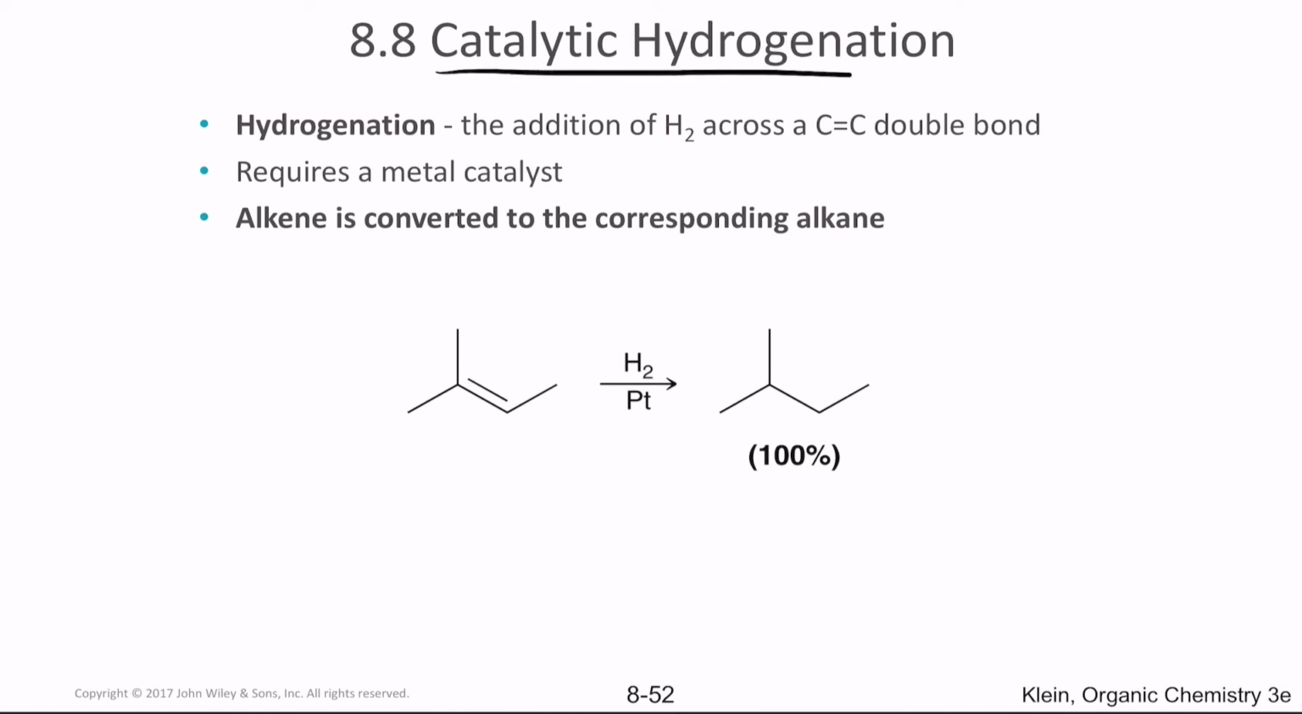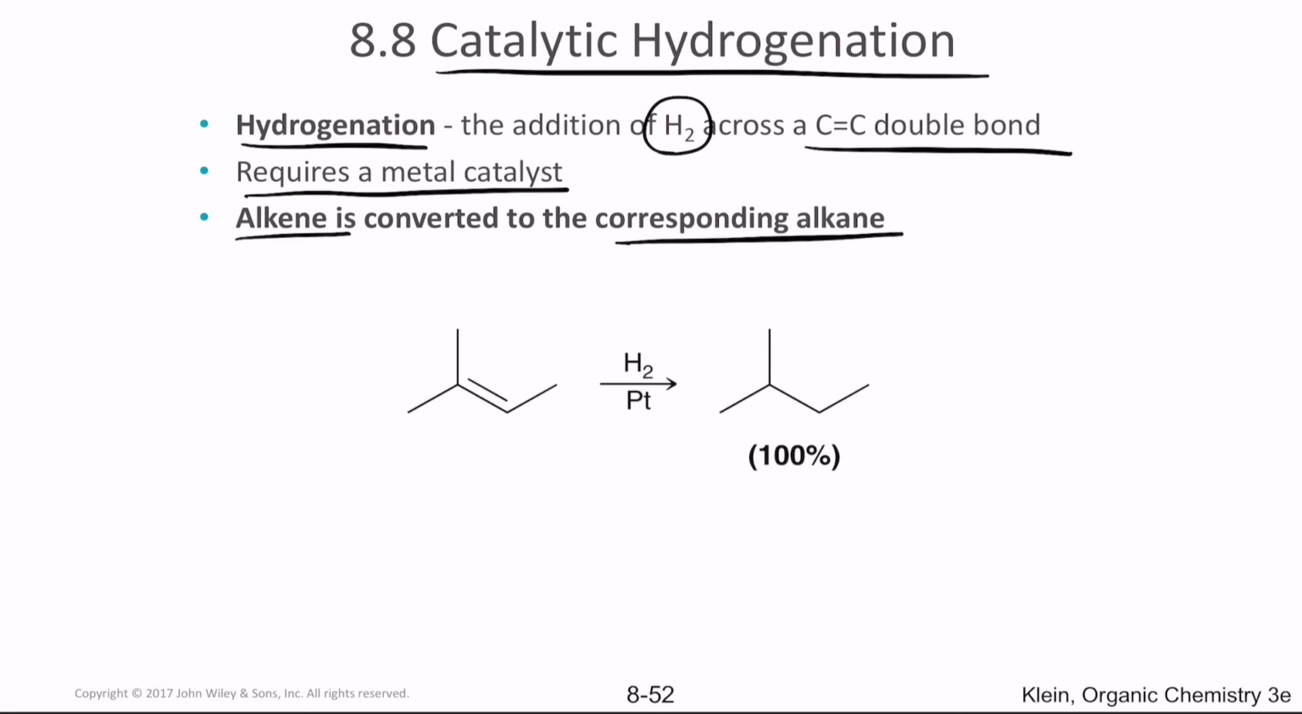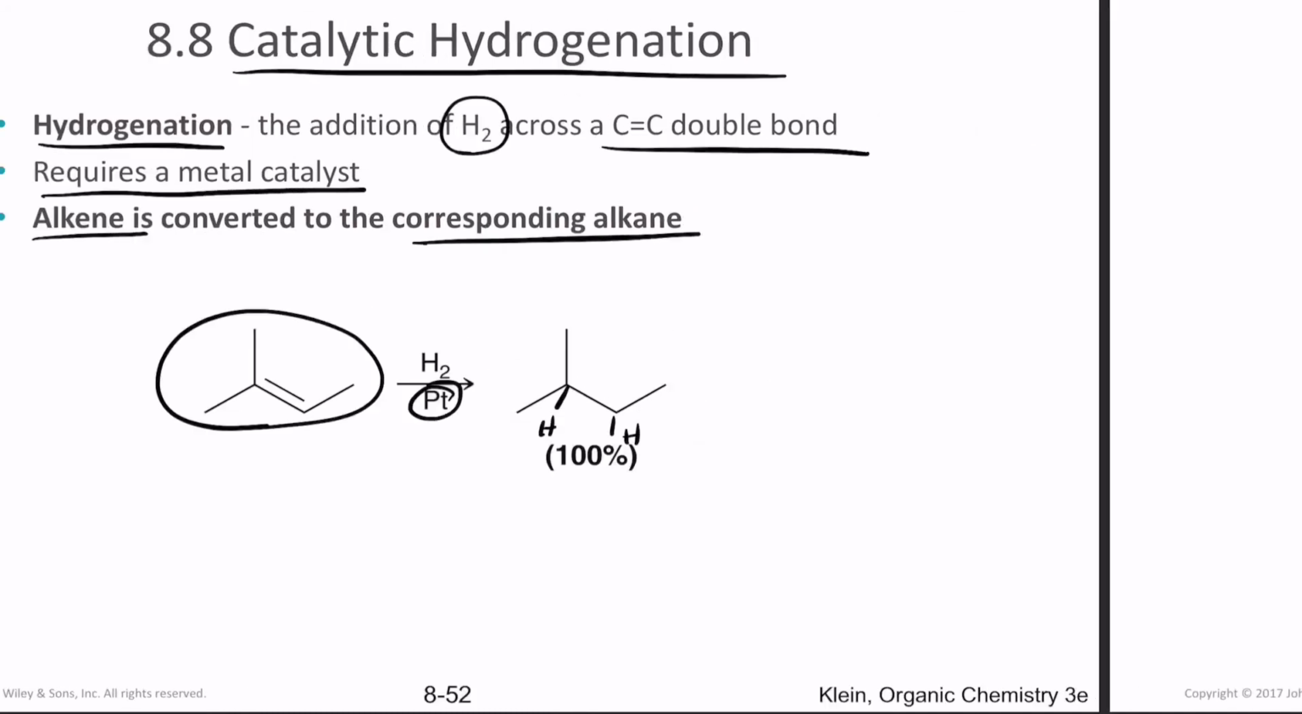Next, let's talk about catalytic hydrogenation. So hydrogenation is basically the process of adding hydrogen to the double bond. It requires a metal catalyst, and you have an alkene that is going to be converted into the corresponding alkane. So you're basically removing the double bond and adding two hydrogens to each of the carbons of the double bond. And you use a metal as a catalyst. The most common metal used here is platinum or nickel, and it depends on the metal that we use how the reaction will progress.